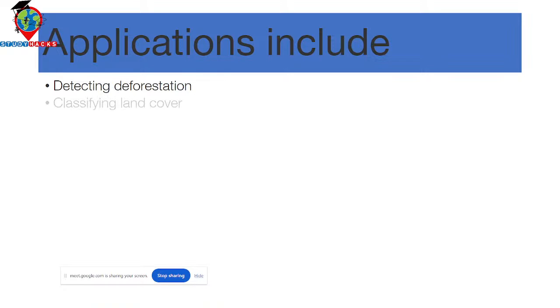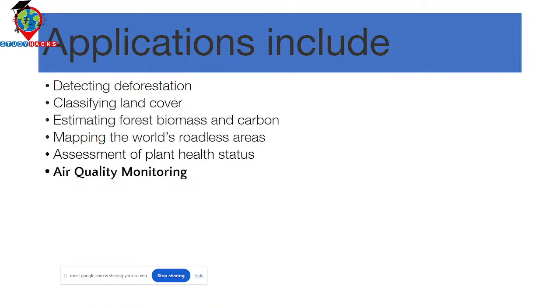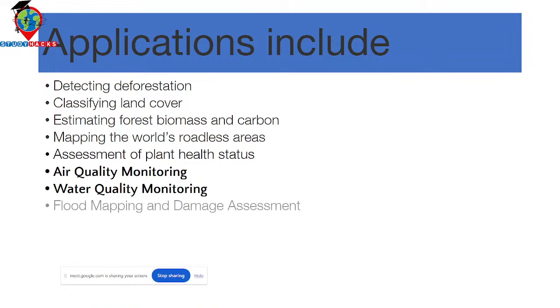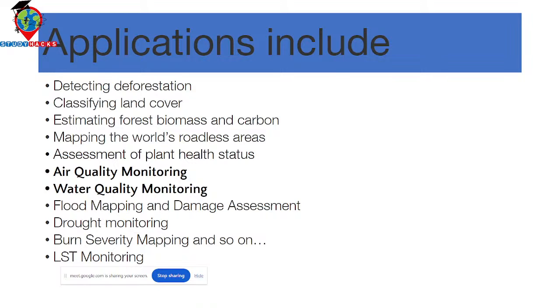We can easily do that using this platform: classifying land cover and land use mapping, estimating forest biomass and carbon, mapping the world's roadless areas, as well as assessing plant health status, air quality monitoring, water quality monitoring, flood mapping and damage assessment, drought monitoring, burn severity mapping, LST monitoring. All of these remote sensing applications we can easily do using this platform very quickly and efficiently compared to other software, ArcMap or QGIS.